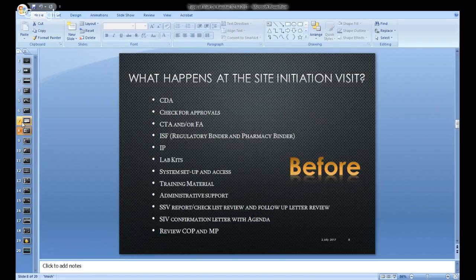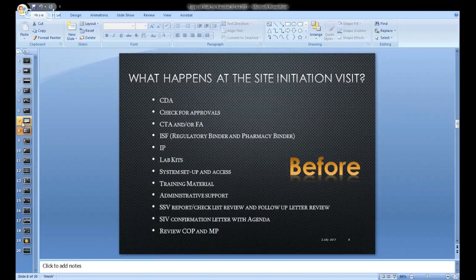ISF. Now, when we talk about the master file, or rather, when we talk about the filing of the documents, in section 8 of ICH GCP we understand filing at the sponsor's end and filing at the institute or site's end. Now, what do we mean by filing at an institution end and filing at the sponsor's end? When we talk about filing at the site end, we call it an ISF, which is nothing but the Investigator Site File. And when we talk about filing at the sponsor's end, we have something called the CSF, Central Site File.